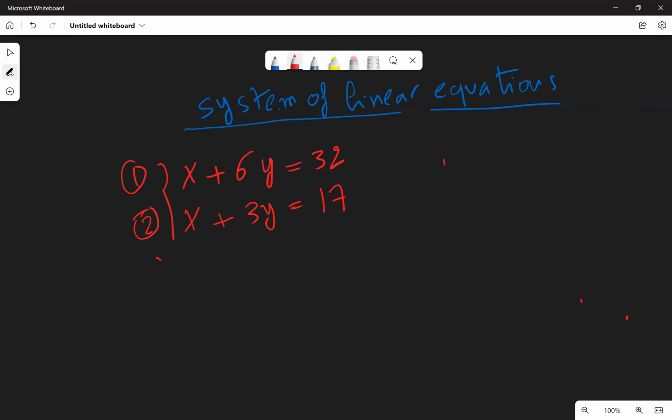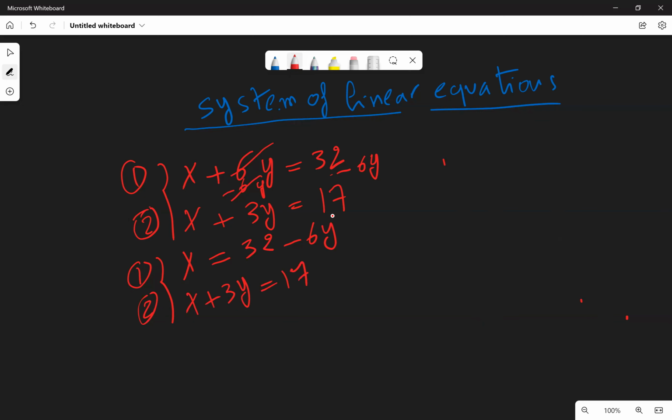So we get x equals... here we have x plus 6y equals 32. If we want to get rid of this 6y, we subtract 6y on the left side, and we do the same thing on the right side, and we get x equals 32 minus 6y, since the 6y cancels out on the left. This is our first equation. The second equation is x plus 3y equals 17.